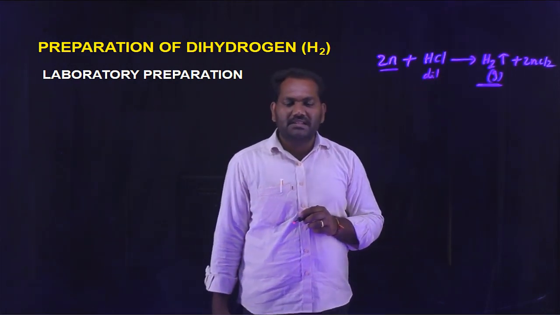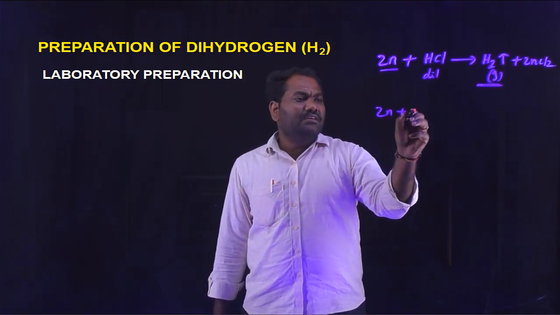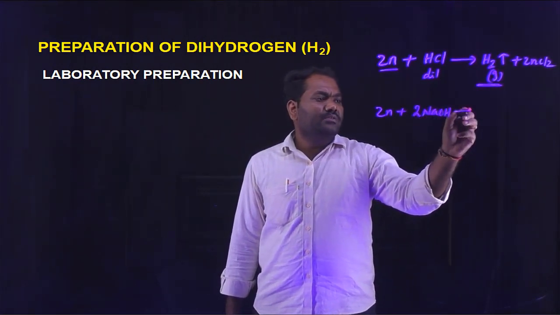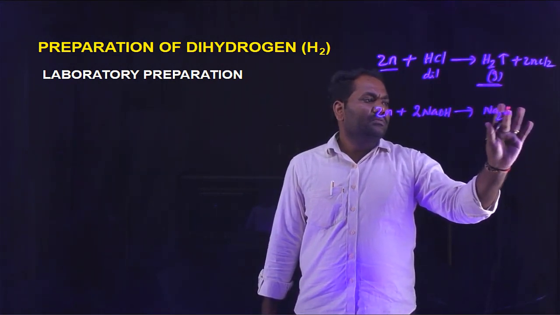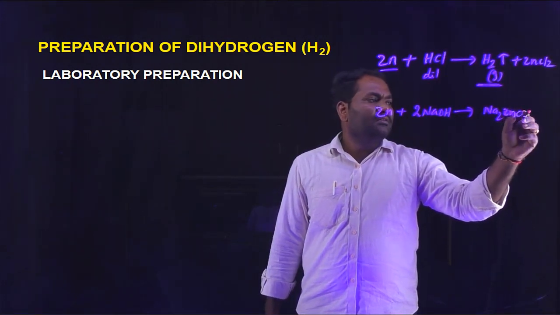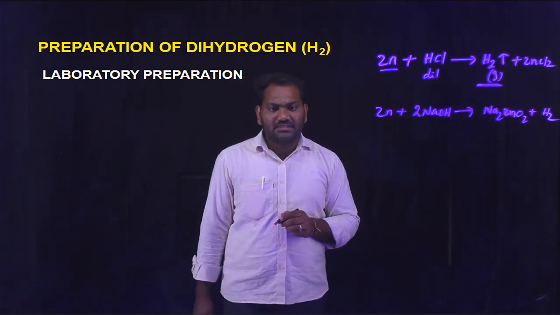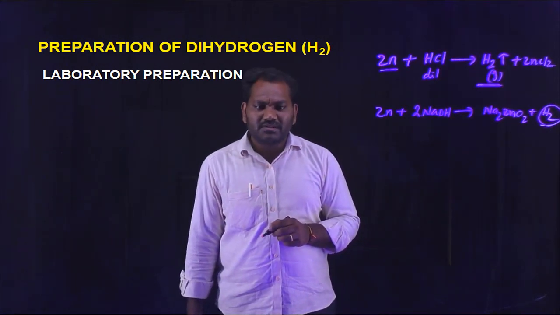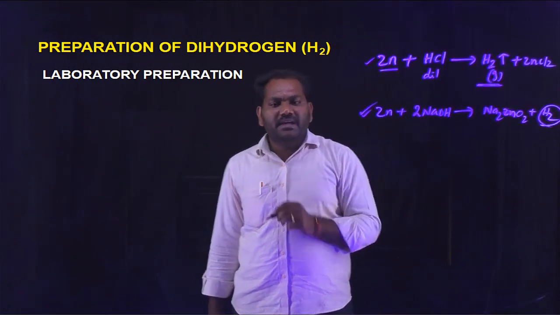Similarly, when zinc reacts with an alkali like NaOH, it gives sodium zincate and H2 gas. Here also hydrogen gas is produced. These are the two methods of preparation of dihydrogen.